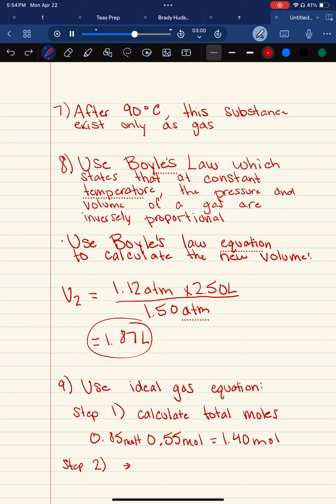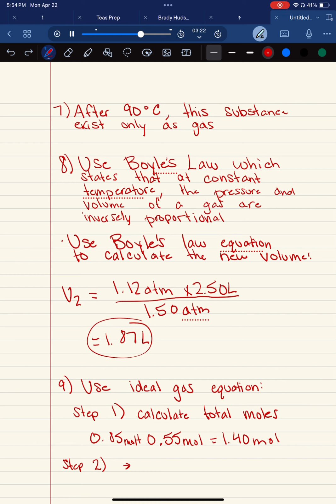So we're going to use Boyle's law equation to calculate the new volume. We're going to take 1.20 atm, which is our original pressure, and then 2.50 liters, which is the original volume, and divide by 1.50 atm, which is our new pressure, which gets us to 1.87 liters.